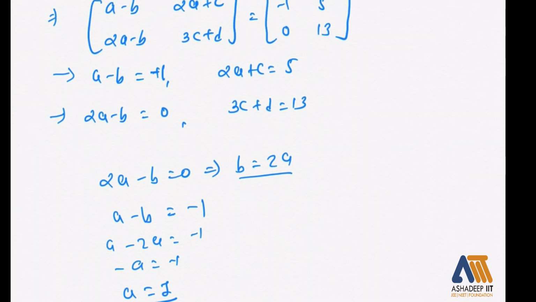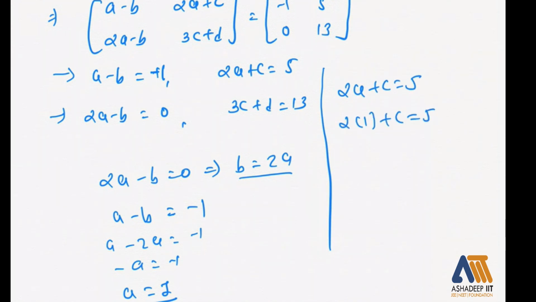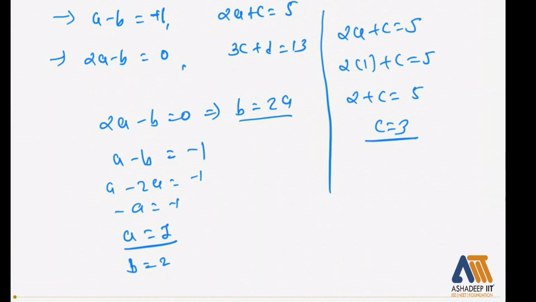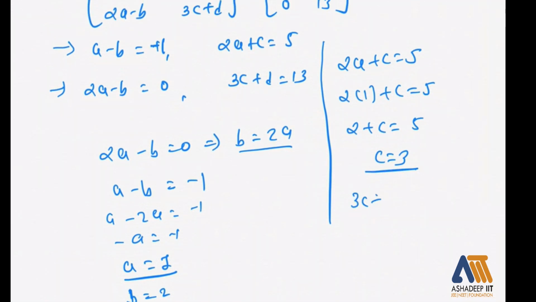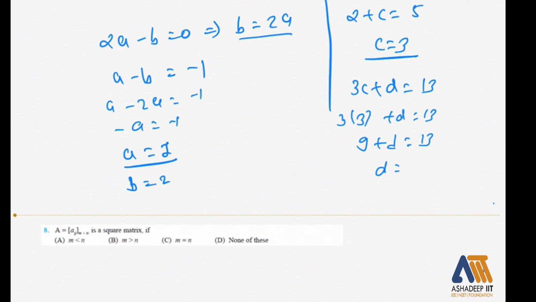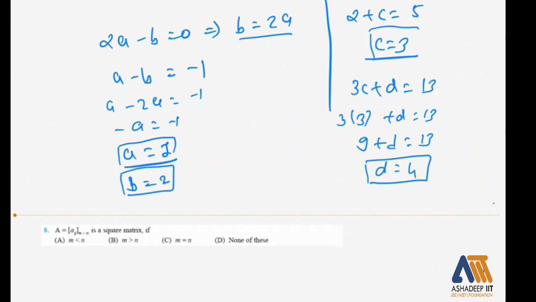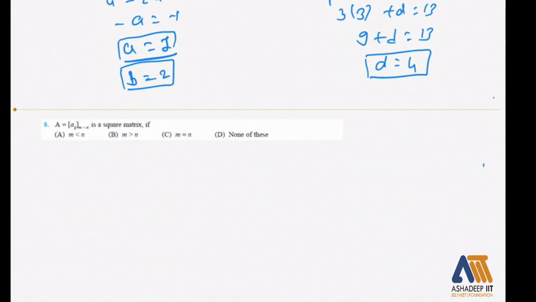Next c, we have 2a plus c is equal to 5. So 2 into 1 plus c is equal to 5. So 2 plus c is equal to 5. So c is equal to 3. Next one is 3c plus d is equal to 13. 3 into 3 plus d is equal to 13. So 9 plus d is equal to 13. So d is equal to 4. So here we get a is equal to 1, b is equal to 2, c is equal to 3 and d is equal to 4.